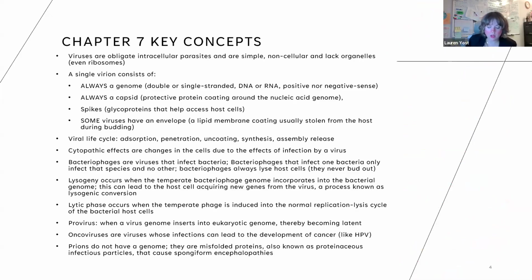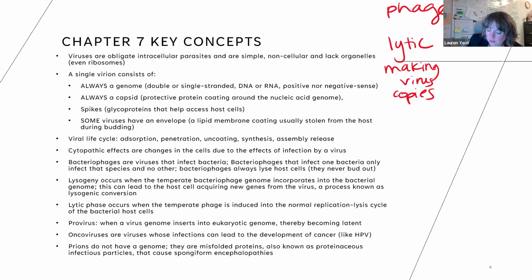Okay. Those are cytopathic effects. Next, the bacteriophages. And pretty much the rest of this is just keeping reference with our bacteriophages. So bacteriophages are viruses that infect bacteria. They can have two major life cycles. Some phages will just go through the lytic phase. This is whenever they are making copies of the virus that burst out of the host cell.